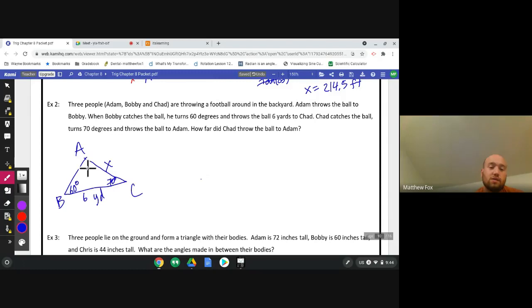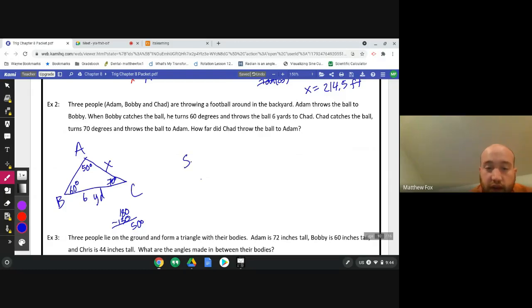Now, in order to solve this, the first thing we should do, let's figure out what that missing angle is. That's going to be easy. Anytime we have 2 angles in a triangle, 60 plus 70 is 130. We know the total is 180. So 180 minus that 130 will leave us with 50 degrees. Okay, so 50 degrees for angle A. Now, hopefully you see we have angle A and side A. Those match up. We can use law of sines.